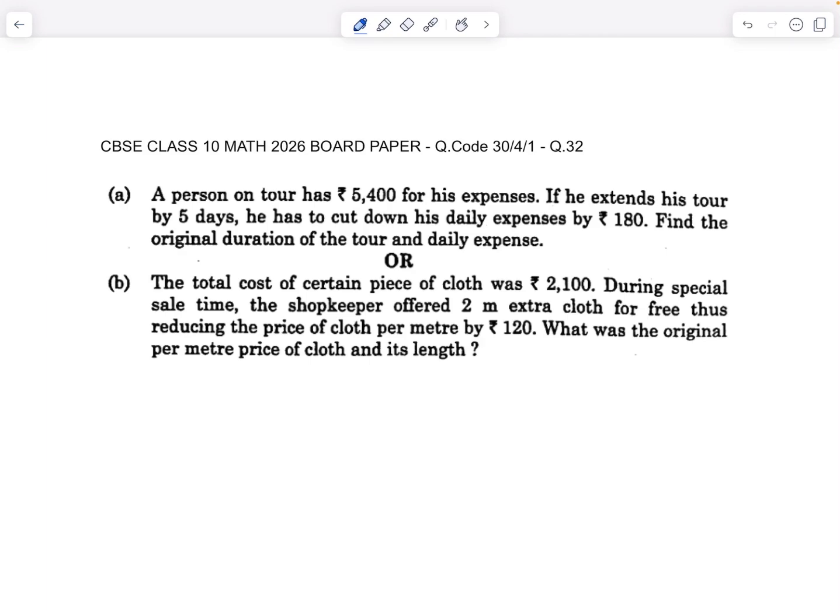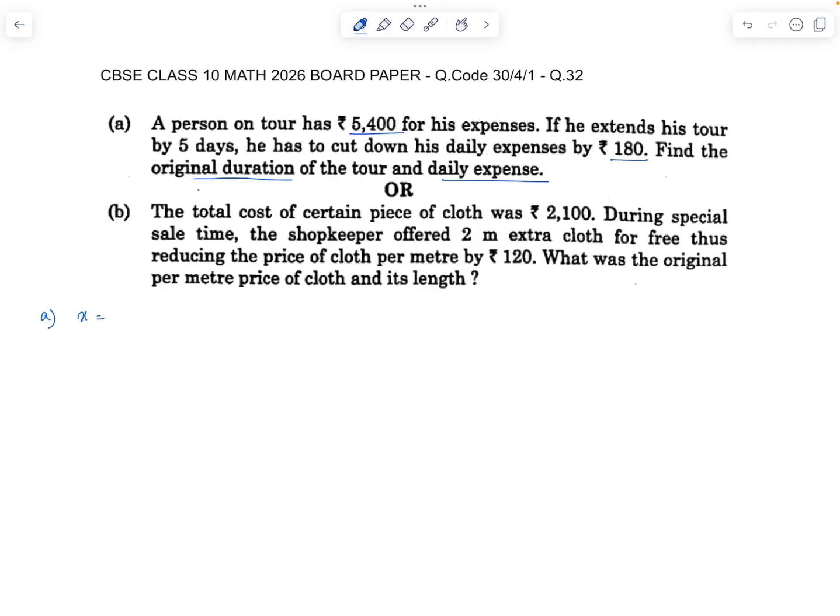A part of the 32nd question. A person on tour has 5,400 for his expenses. If he extends his tour by 5 days, he has to cut down his daily expenses by 180. Find the original duration of the tour and daily expense. There are two things that have to be solved: the original duration and the daily expense.